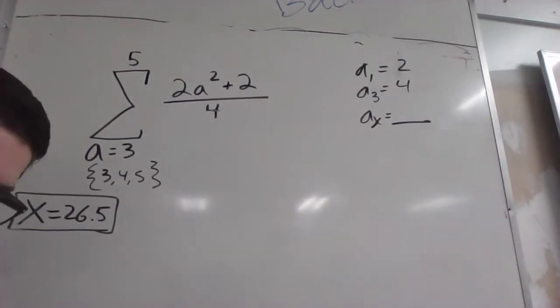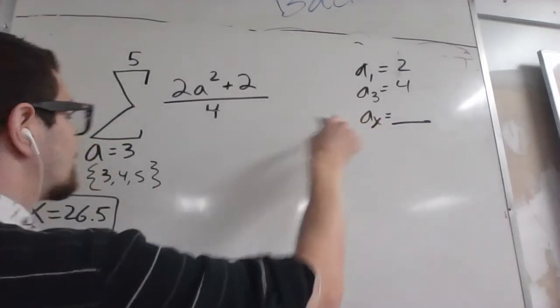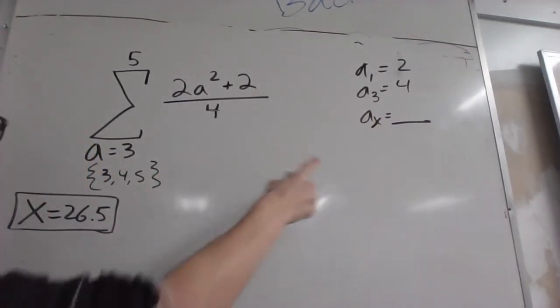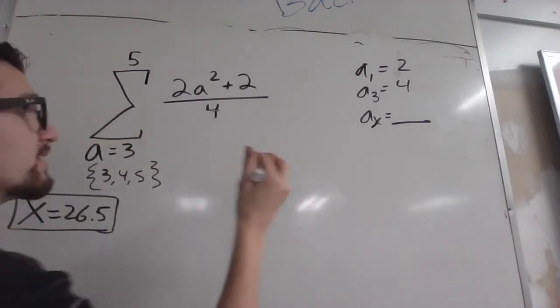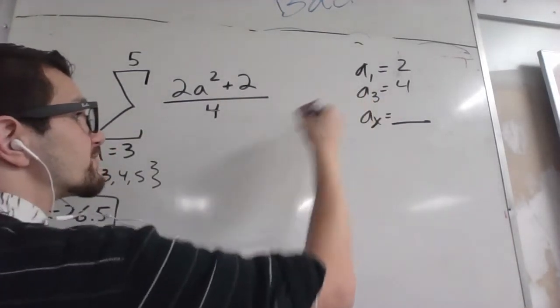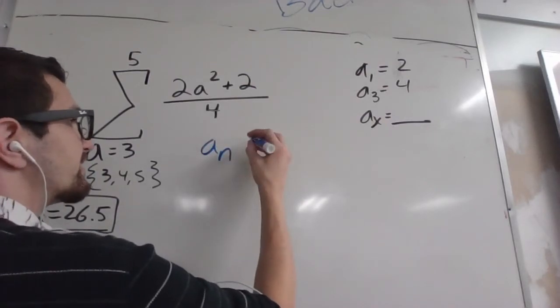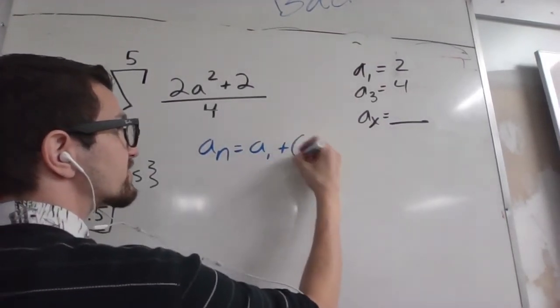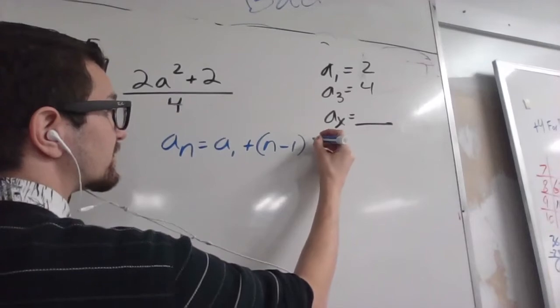Step 2, I've got to start looking at my sequence. So over here, I found this x from the series. Now I've got to find d from the sequence, and then I can plug them together. So I have some values I can use. My equation is a sub n equals a sub 1 plus n minus 1 times d.